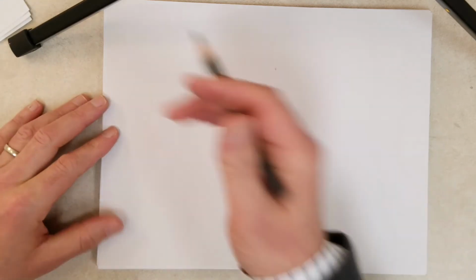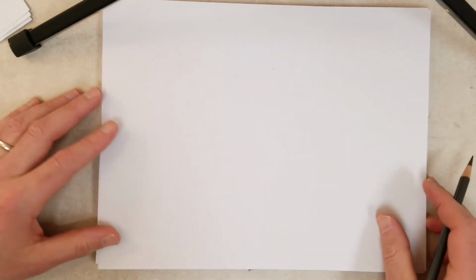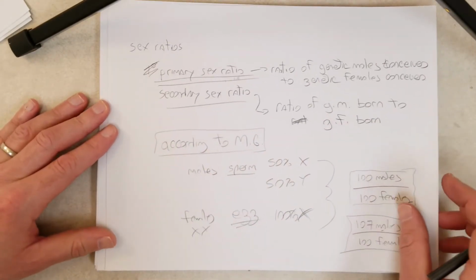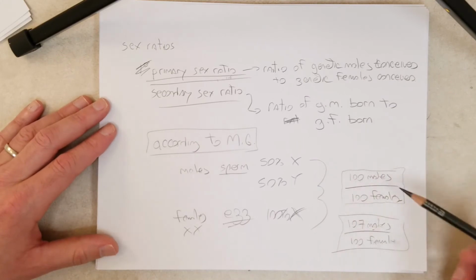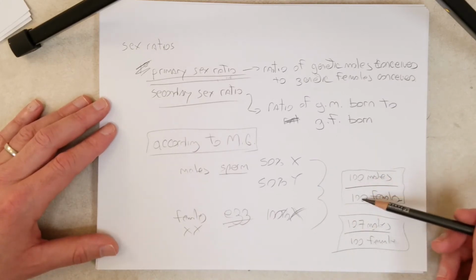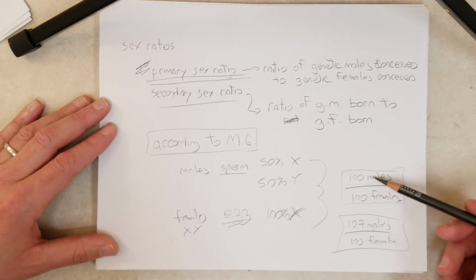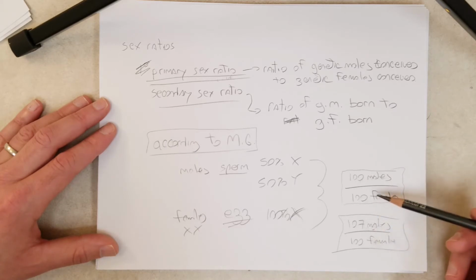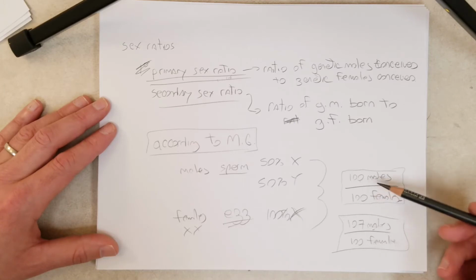So another possibility, right, is that these numbers are equal. Right here, primary sex ratio is equal, but maybe female embryos don't survive to term as well as male embryos do. So more of them are dying in utero than males.